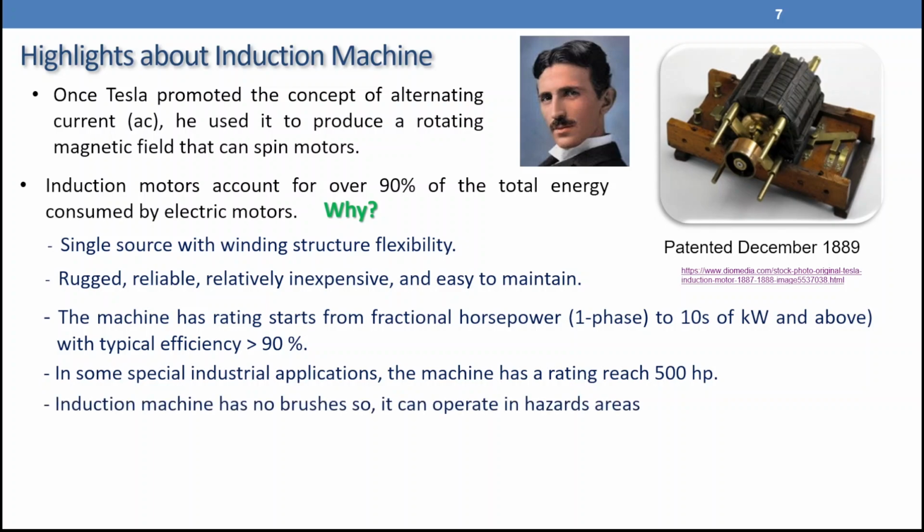Another advantage of this machine is that it has no brushes, so it can operate in hazardous areas, something like oil and refinery applications. But someone can say, I don't agree with you because a slip ring induction motor has brushes. You are 100% correct. I'm not speaking about the slip ring induction motor here. I'm speaking about the squirrel cage. We are going to look at the difference between a squirrel cage and slip ring when we cover the construction slide. But here I mean the squirrel cage induction motor.